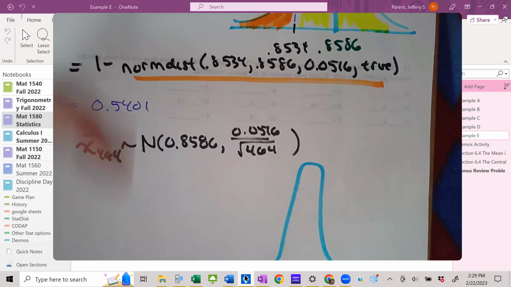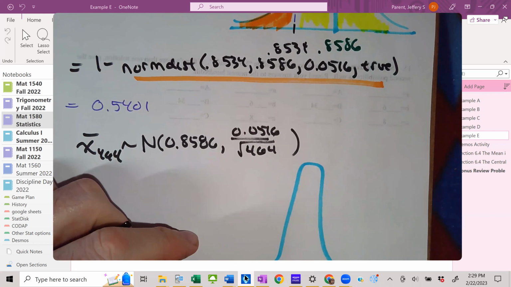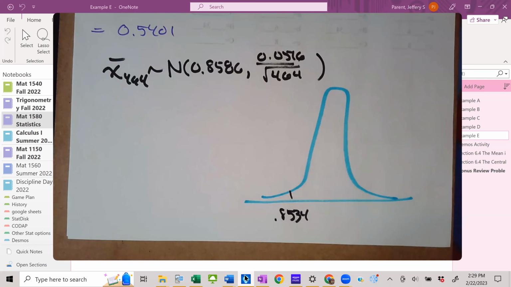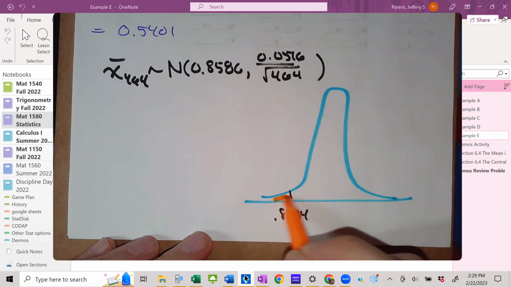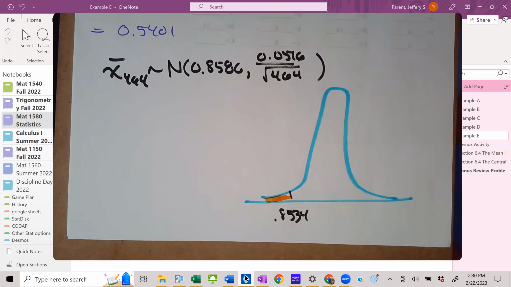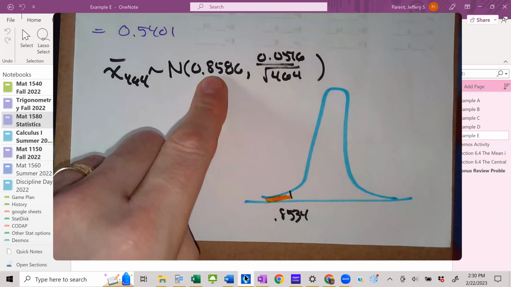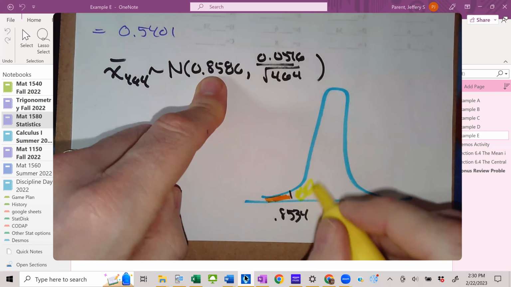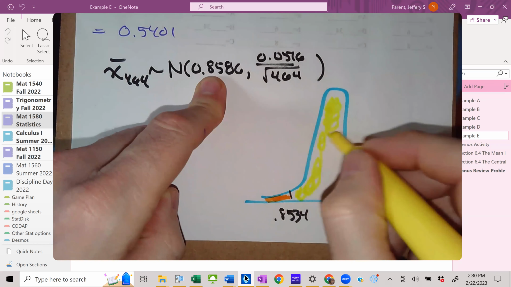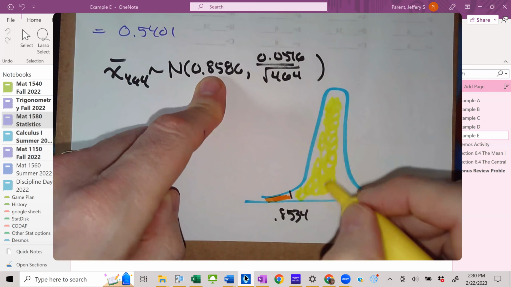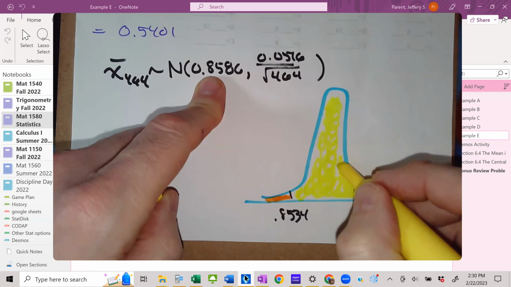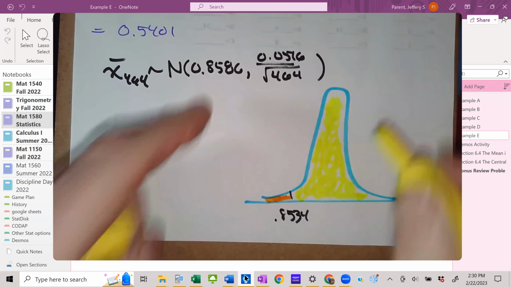And the chance of getting something way out here at 0.8534 is going to be pretty small. There's not going to be much area to the left of this, although we want the area to the right because we're still interested in the probability that X is greater than 0.8586. So we're trying to find this area, which should be more here than it was in our last problem.